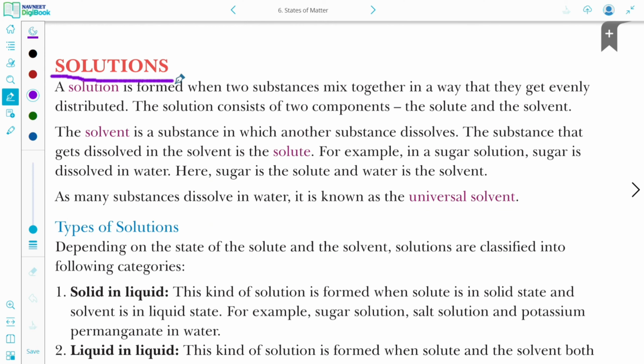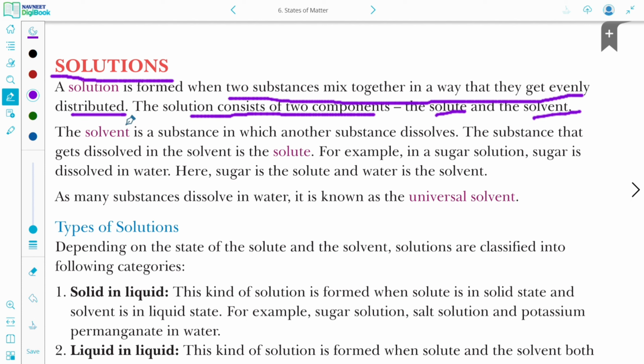Solutions. Solutions consist of two components, that is solute and solvent. Solutions can be defined as two substances mixed together in a way that they get evenly distributed, which is known as a solution.